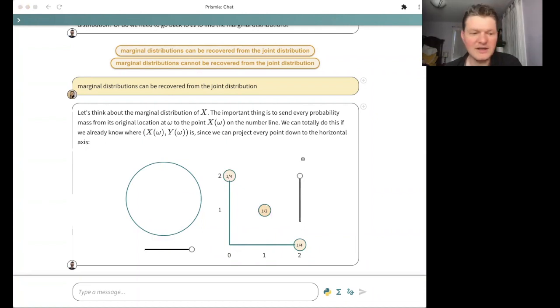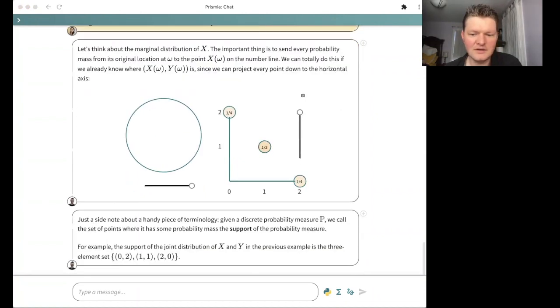I want to throw in a quick side note, giving you a piece of terminology that I will sometimes like to use, which is support. The support of a probability measure is, roughly speaking, where the probability measure has some mass. So for example, this probability measure has mass at (0, 2), (1, 1), and (2, 0). So that 3-element set is the support of that distribution. That's just a convenient way of saying where the probability measure has mass, and there's loads of space where it has no mass.